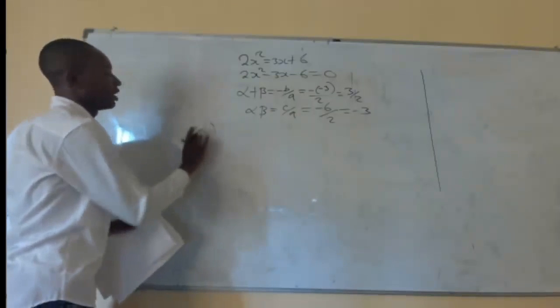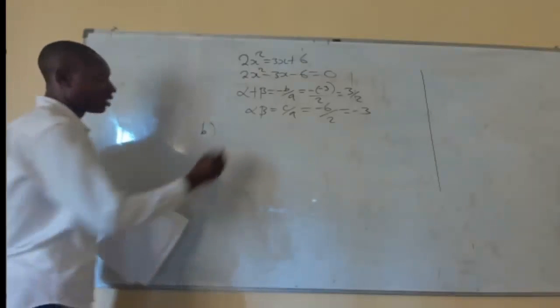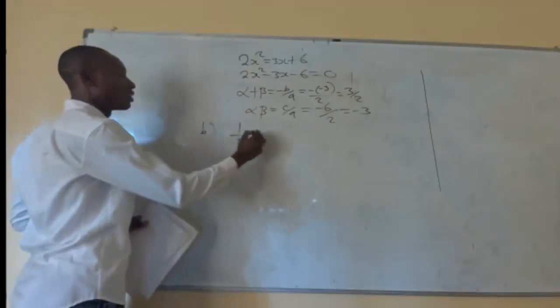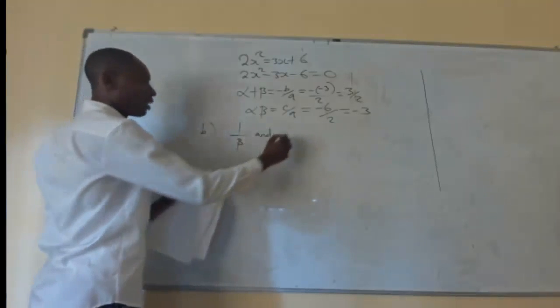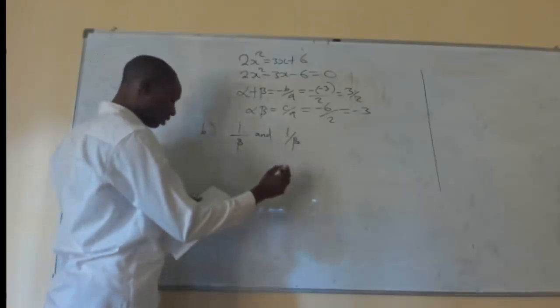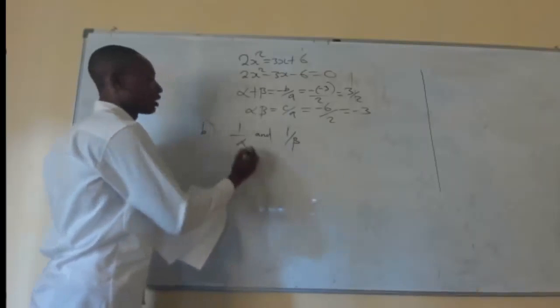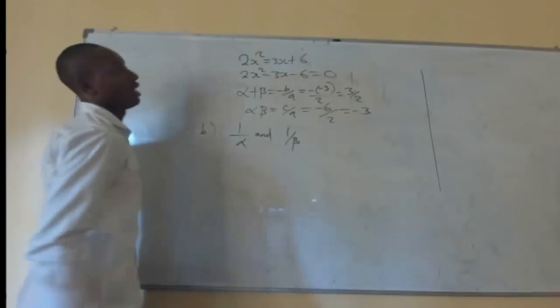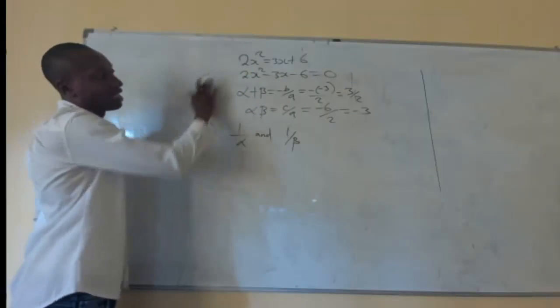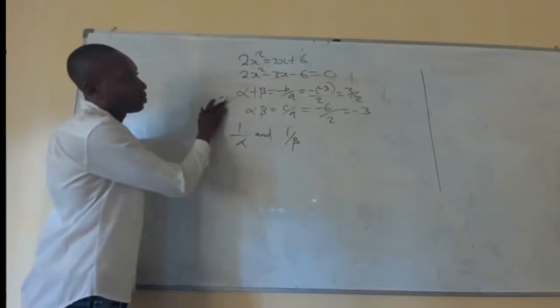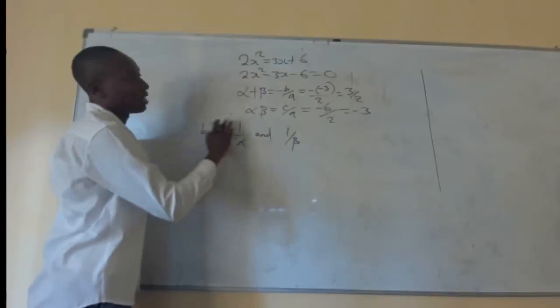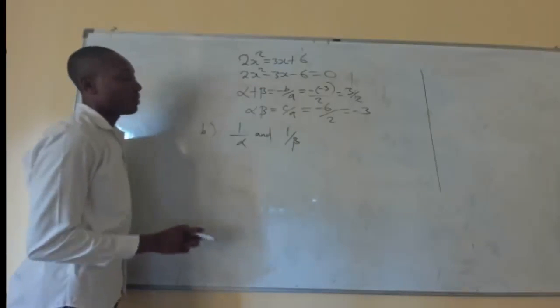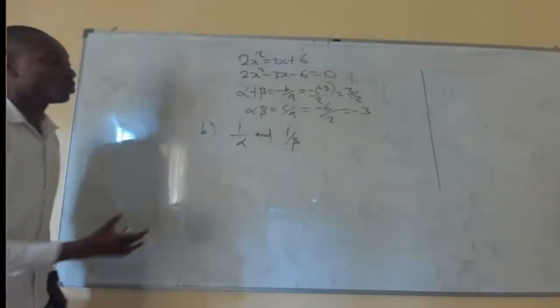So let's start from B instead. 1 over alpha and 1 over beta. Alright, so you've been given this quadratic equation here. Then from this quadratic equation we've derived the sum of the roots is 3 over 2 and the product of the roots is negative 3. Then you've been asked to find the equation whose roots are these.